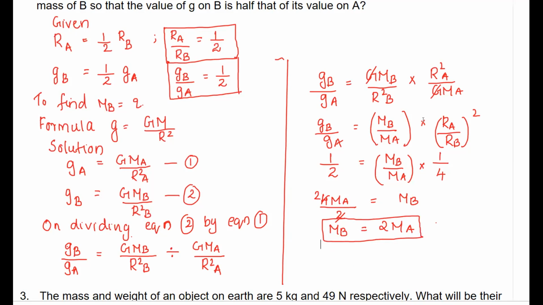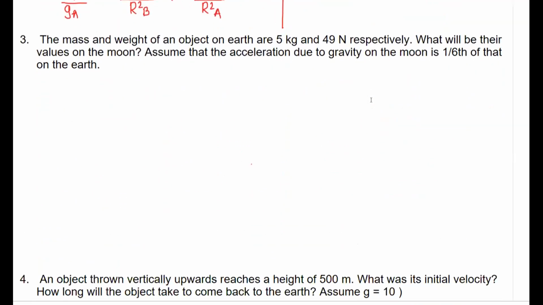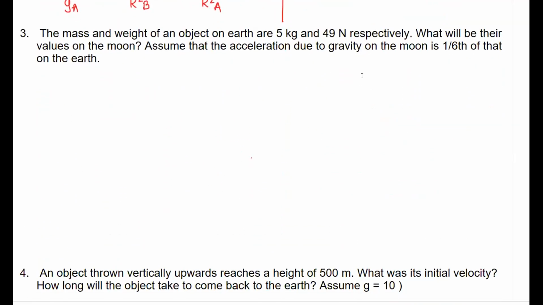Understood? I hope you all understood. Let us solve the next question. Next question is, the mass and weight of an object on Earth are 5 kilogram and 49 Newton respectively.